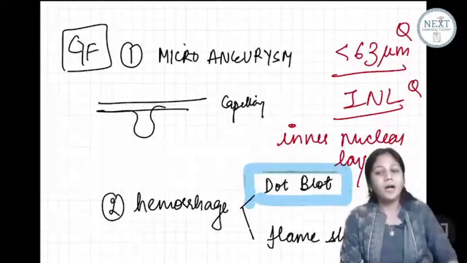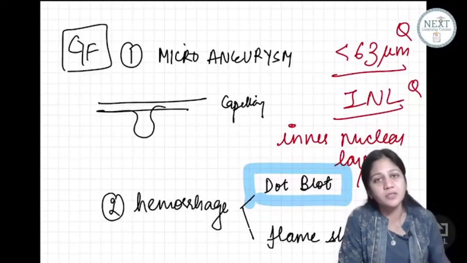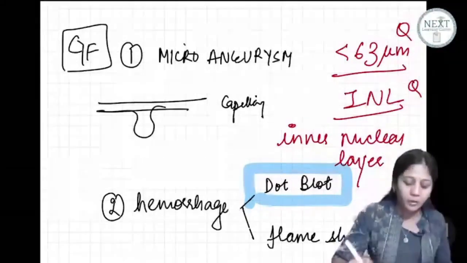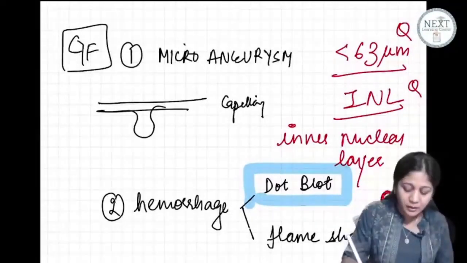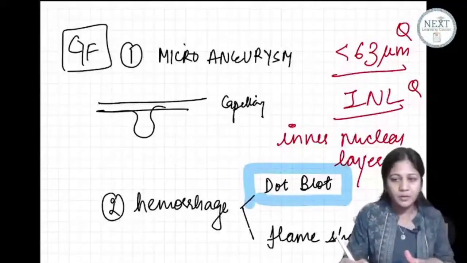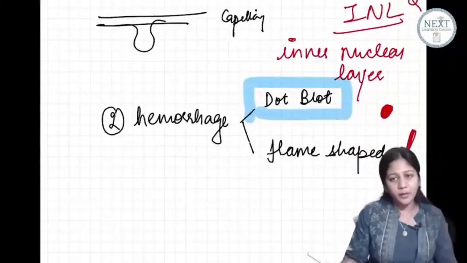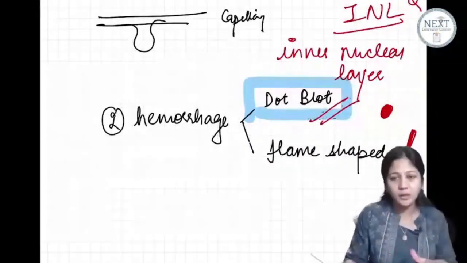Now, after microaneurysm, the second thing which we see is the hemorrhage. Hemorrhage in the retina can be of two types. It can be dot and blot. The meaning of dot and blot is it is like a microaneurysm but a larger size. Flame shaped is very simple. It has a shape like a flame. Dot and blot are more important and more commonly seen, like what I am showing in the figure.